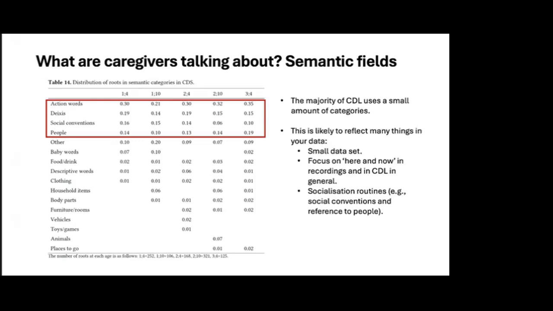It could be due to the small data set. It could be the focus on the here and now in the recordings and in child-directed language in general. We're talking about what's going on using verbs, but also using deixis to refer to things in the environment. It could also denote social routines with the use of social conventions and references to people. So we don't know if this will replicate in other sketches, but this is a kind of interesting phenomenon where the semantics of the child-directed language in the Inuktitut sketch are quite skewed to a subset of these particular categories.